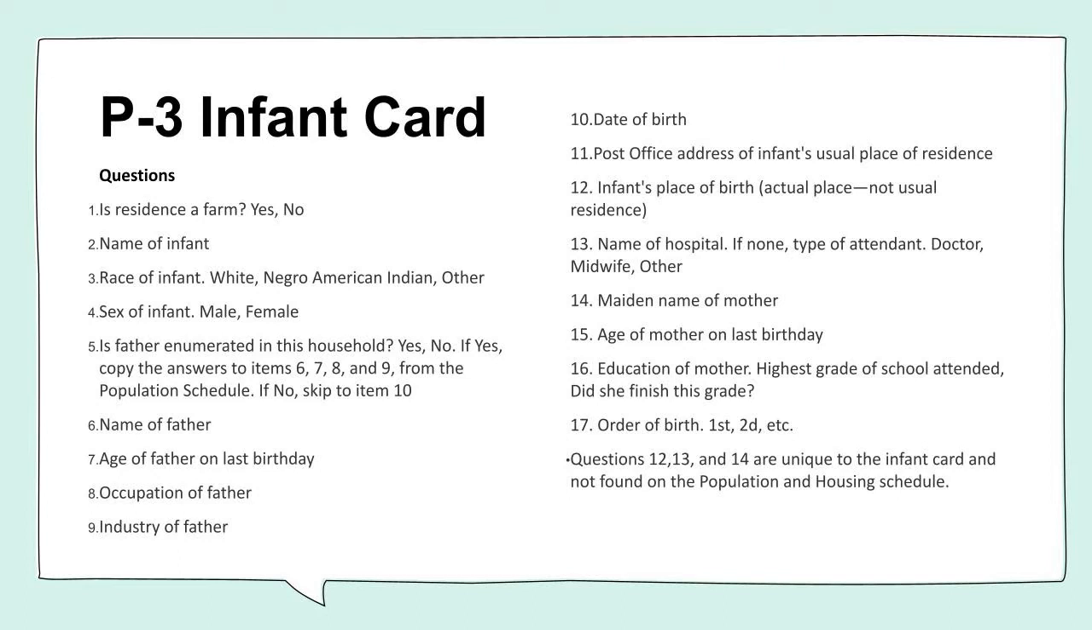Again, children could be born at home. The maiden name of the mother. This is one of the few times you'll find that maiden name on the P3 card. The age of the mother on her last birthday. The education of the mother. We're talking about the highest grade of school, and did she finish this grade? And then the birth order of the child, first, second, third, etc. And notice that information on 12, 13, and 14 are unique to this card and are not found on any of the schedule.